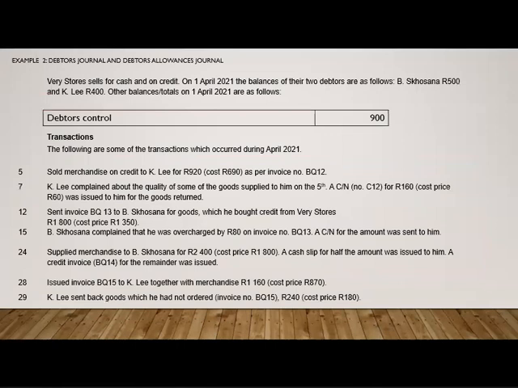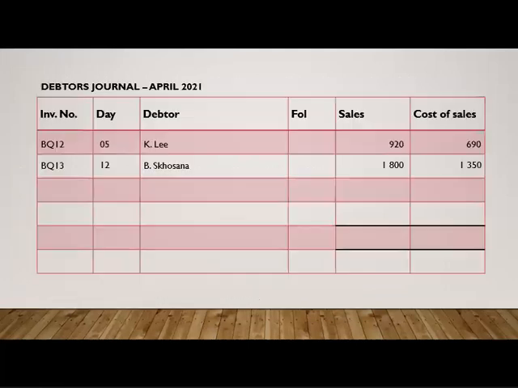And then on the 24th, it says that we supplied merchandise to Biscosana for 2,400. The cost price of those goods was 1,800. A cash slip for half the amount was issued to him. So we know that half goes to CRJ and half goes to DJ. So I will record the part that goes to the DJ first. In this case, I did not ask students to complete the CRJ.